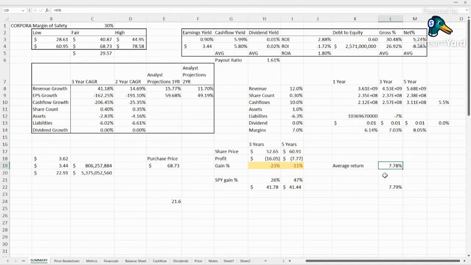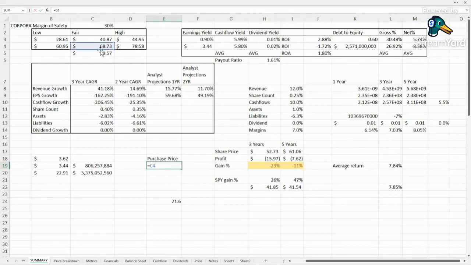Because all of a sudden, now we're looking at 7.78%. Adjust a few other things there. Let's say their share count, they don't issue as many shares. Well, now we're looking at some market returns. It wouldn't be unreasonable to buy. At today's prices, still not really a good deal.